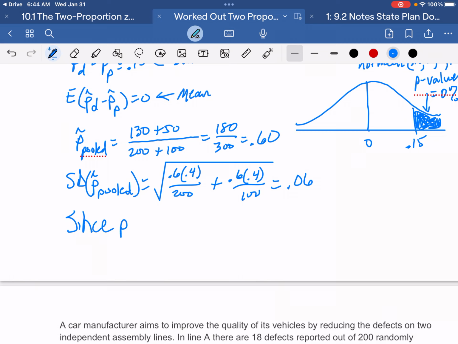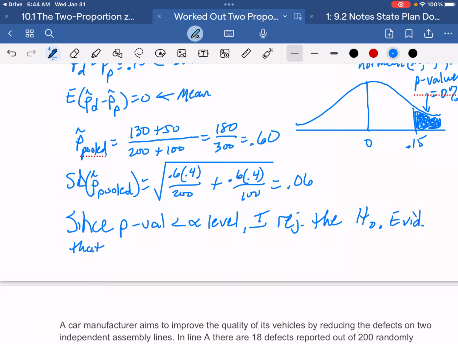Since the p-value is less than the alpha level, I reject the null hypothesis. And then for your second sentence, say there's evidence that the drug is better than the placebo. In other words, when you reject the null, you're saying there's evidence in favor of the alternative, which is saying that the drug is greater than the placebo. All right, you should try to work out that second problem for homework tonight.